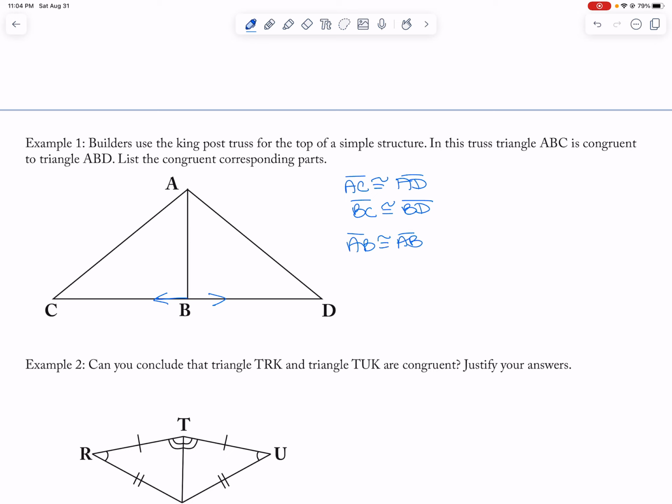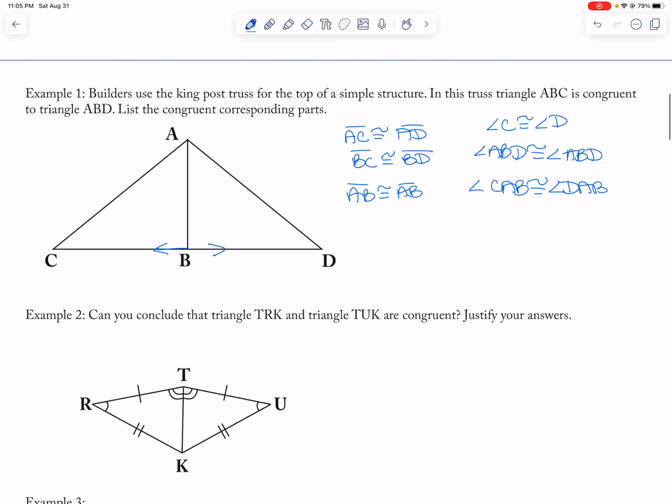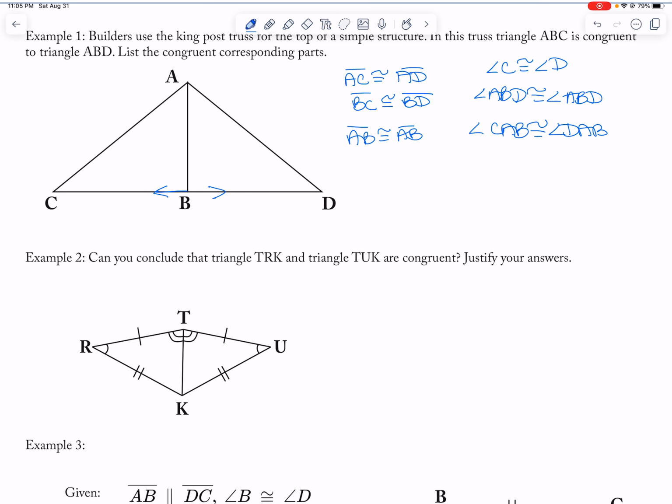That is the reflexive property. And then angle C is congruent to angle D. And then angle ABC is congruent to angle ABD. And then angle CAB is congruent to angle DAB. Okay. And then looking at the next example, can you conclude that triangle TRK is congruent to TUK?